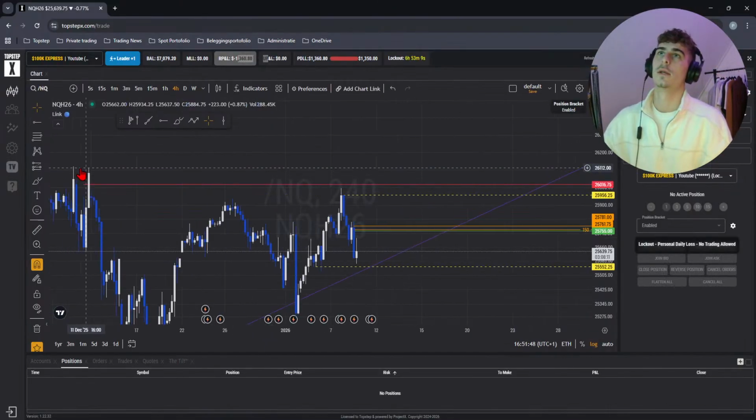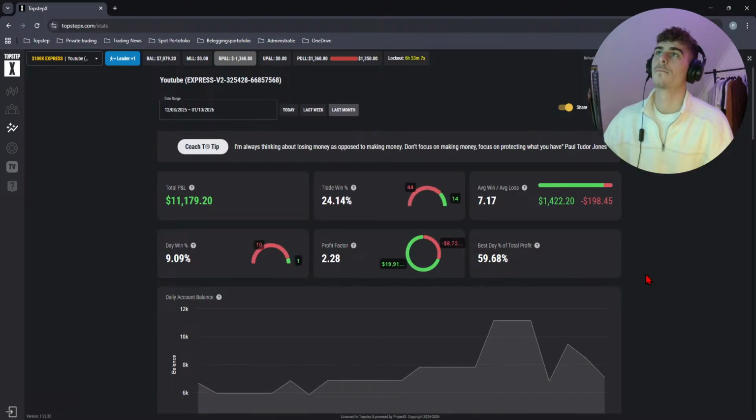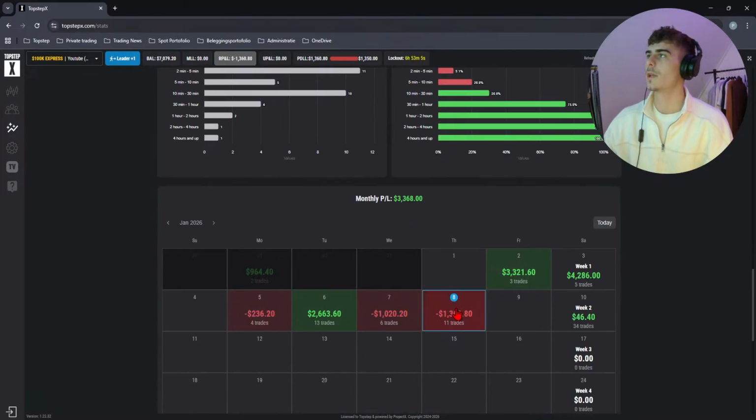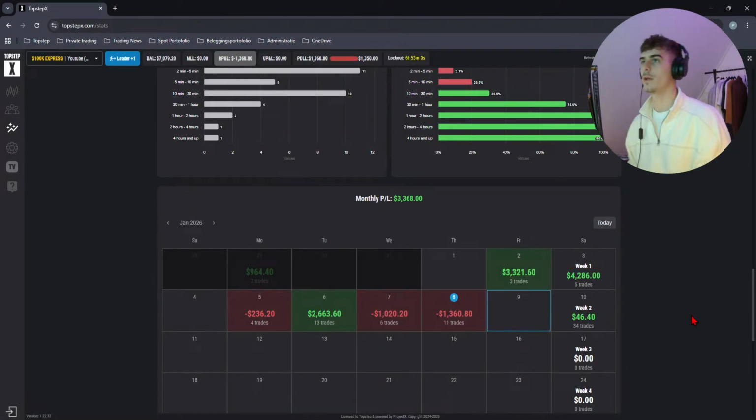So yeah, okay, it is what it is. Another red day, break even for the week. So we have only tomorrow to trade and make the green week. It is what it is.